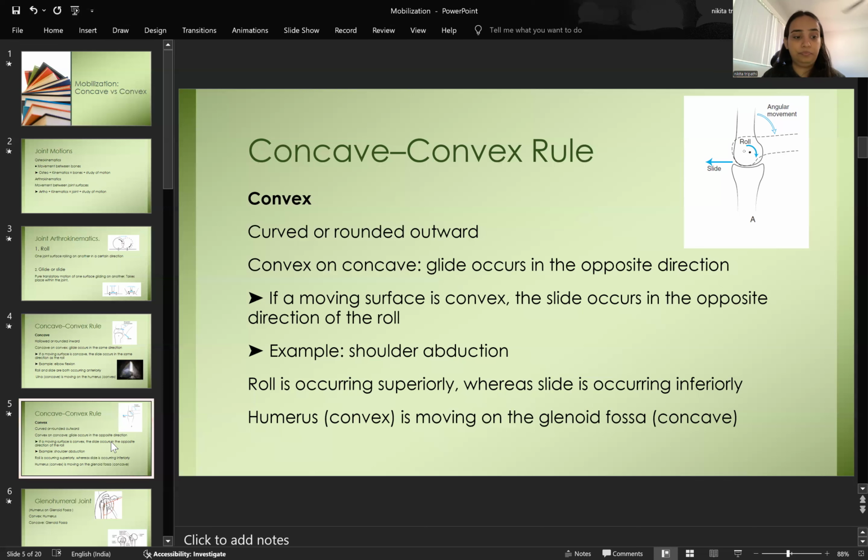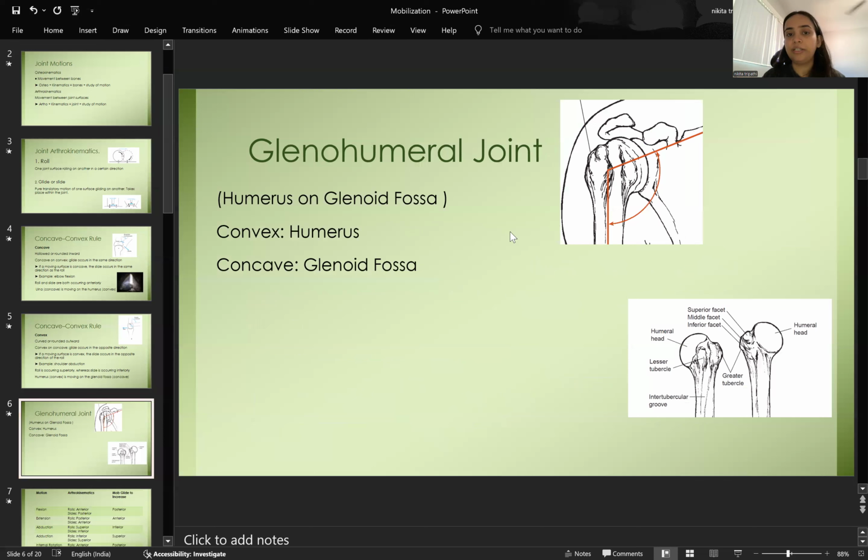Now let's talk about the shoulder joint. The shoulder joint is a complex joint, so we are first breaking it down into the glenohumeral joint. Gleno means glenoid fossa, which is concave. Humerus: you can see the head of the humerus is convex, facing outward like this.